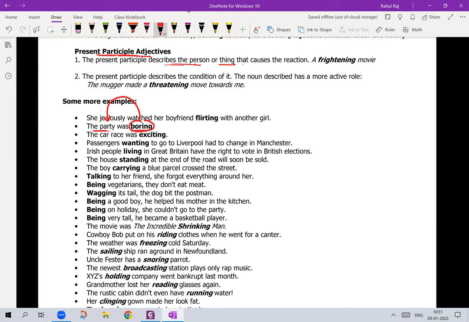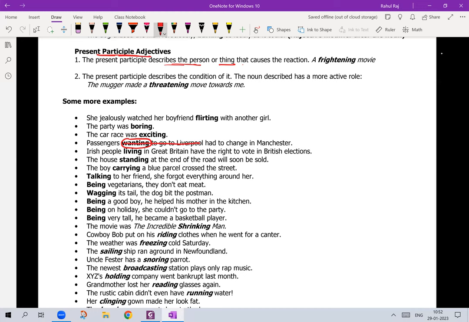Mm-hmm. Got it. Understood. The passenger wanting to go to Liverpool had to change in Manchester. So the actual sentence is: passenger had to change in Manchester. Check. Wanting to go to Liverpool is crap. Be very sure ING form alone can never be a verb. Do not at all think this is a verb. But the point is, you should try and understand what is a verb then. Passenger had to change in Manchester. Had is a verb over here. Had to change. To change is also a verb.